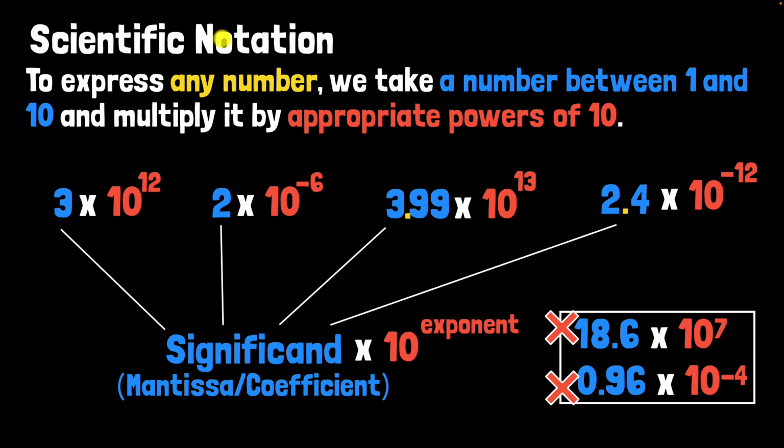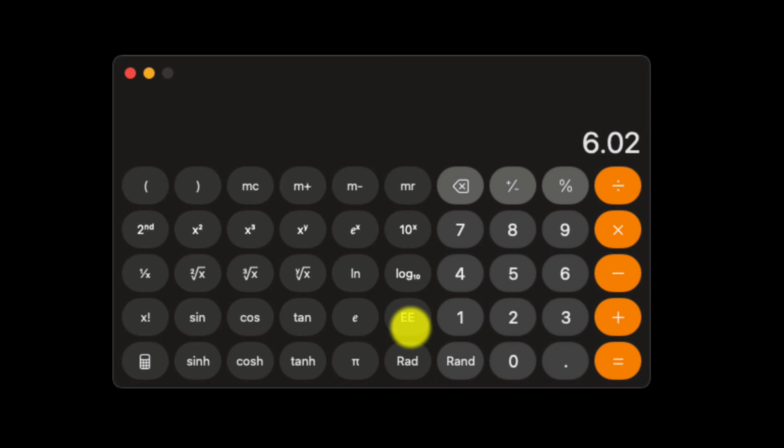So long story short, in scientific notation, we have the significand, which is also called the mantissa, which is a number between 1 and 10. It has to be a number between 1 and 10. It can't be like this. And that's multiplied by 10 to the power of some exponent. Any number can be expressed in scientific notation form. And if you want to expand that out, remember that a positive exponent represents a number much bigger than 1, so you shift the decimal to the right that many times. And a negative exponent represents a number smaller than 1, which means you shift the decimal to the left that many times. And to input this in your calculators, just press the EE button.